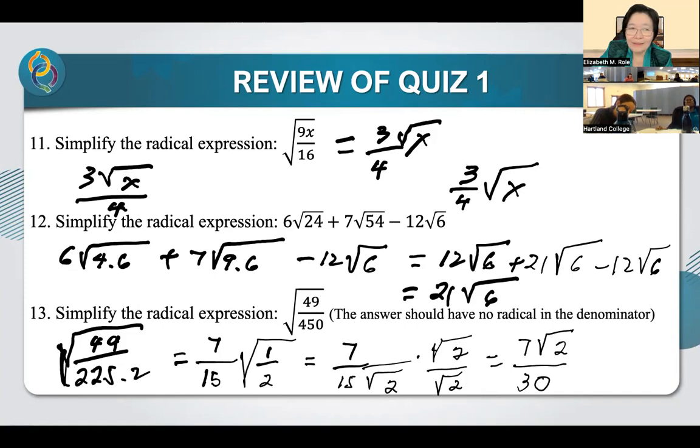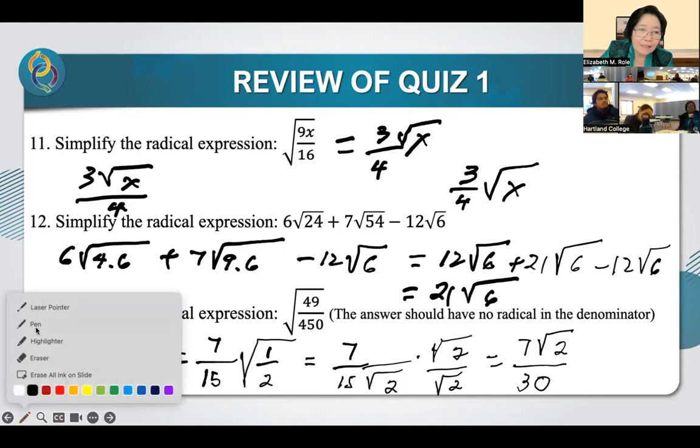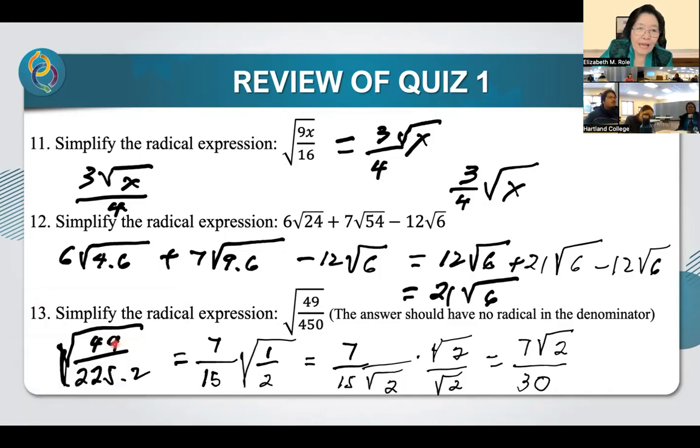My question is, where did we get the square root of one half? Oh, yeah. 49 over 225 times 2, because 450 is 225 times 2, correct? Then I extracted the root of 49, that's 7. I extracted the root of 225, that's 15. What remains inside is 1 over 2. Are you okay?